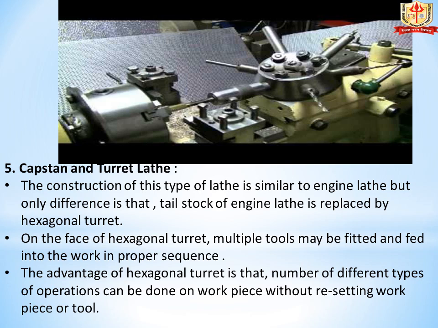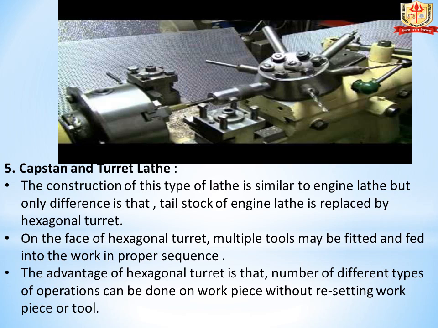Next machine is a capstan and turret lathe. First point, the construction of this type of lathe is similar to the engine lathe, but the only difference is that the tailstock of the engine lathe is replaced by a hexagonal turret. Second point, on the face of the hexagonal turret, multiple tools may be fitted and fed into the work in a proper sequence. The advantage of the hexagonal turret is that a number of different types of operations can be done on the workpiece without resetting the workpiece or tool.